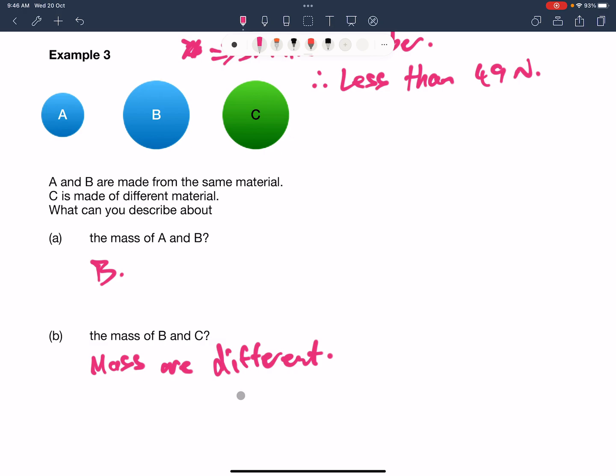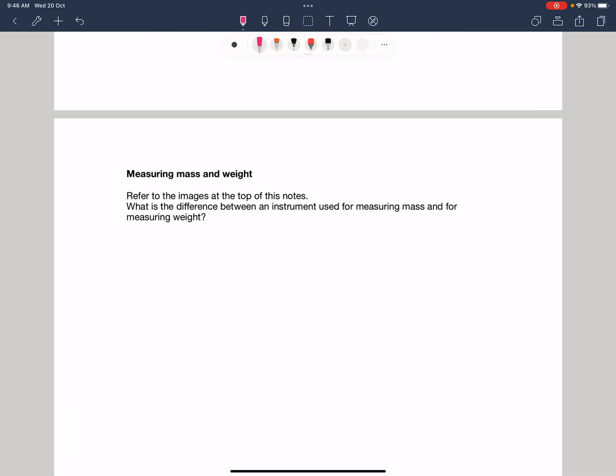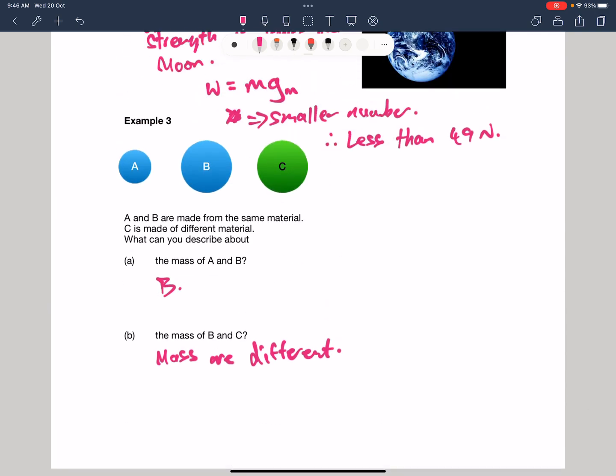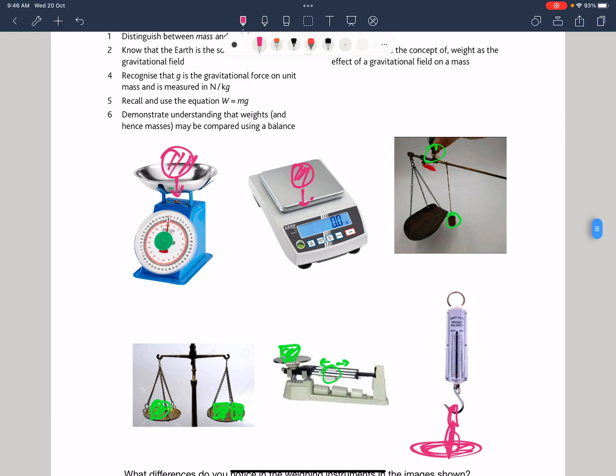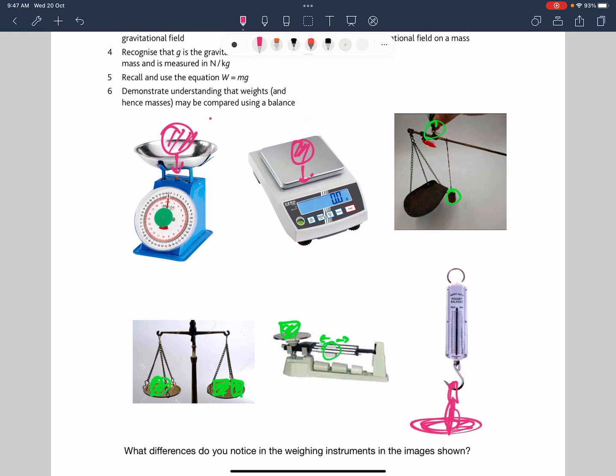Alright, any questions? And lastly, let's go back to the image at the start of this note, measuring mass and weight. Now you can see that instruments like this, where you put something on a pan and it immediately compresses the scale to give you a reading, measure what? I'll give you a clue: mass or weight.